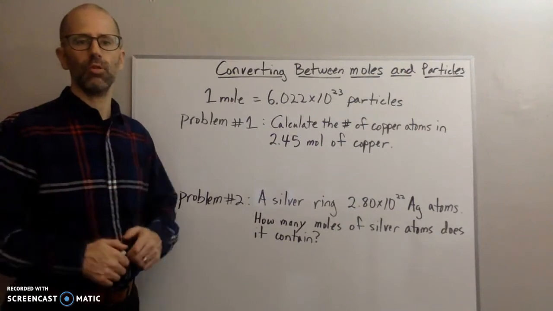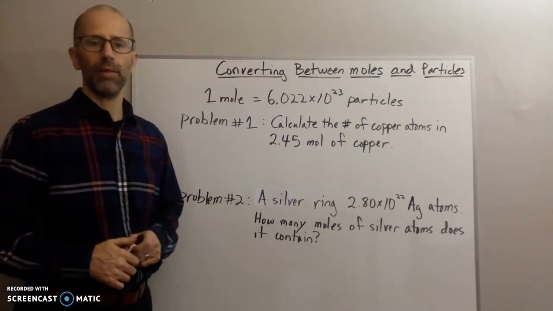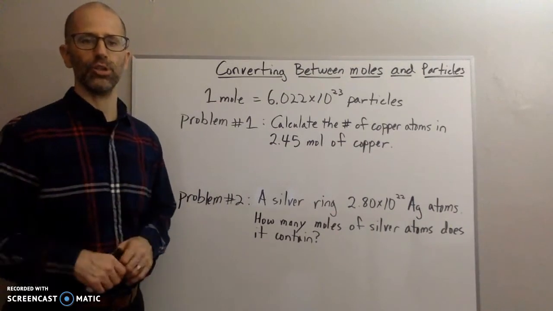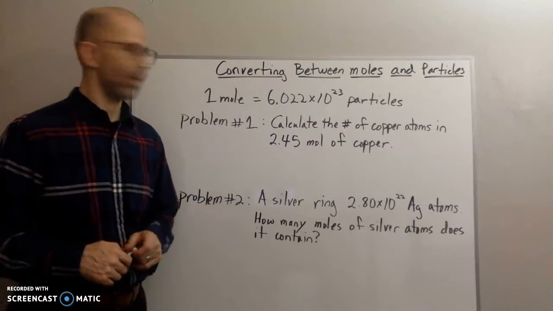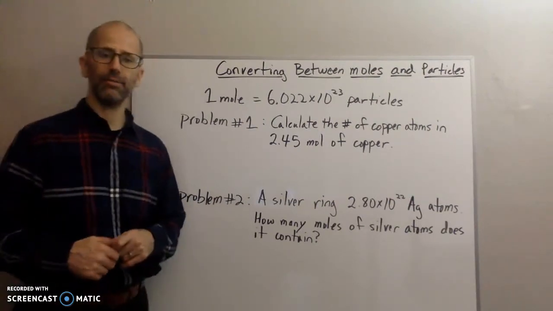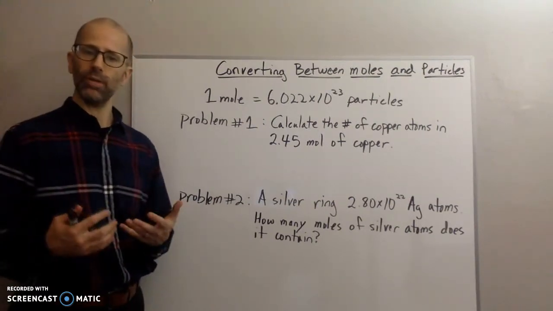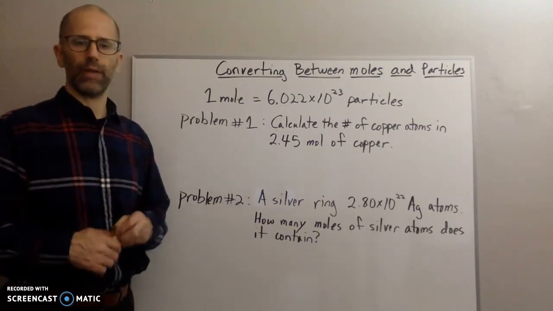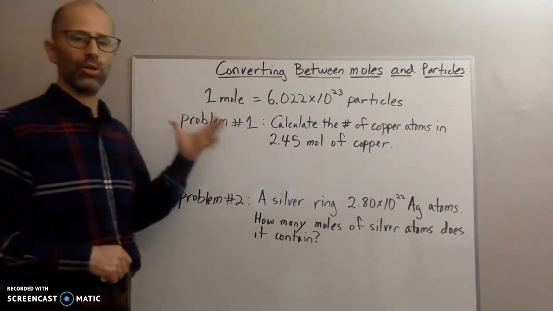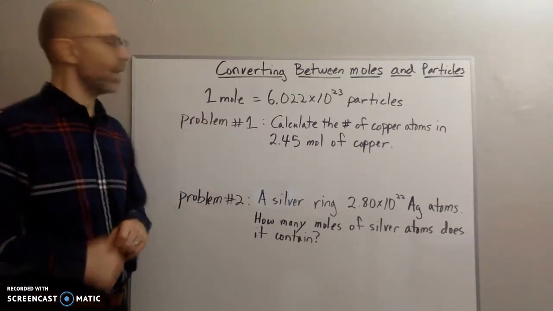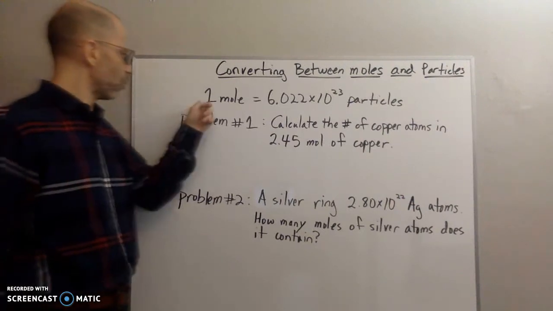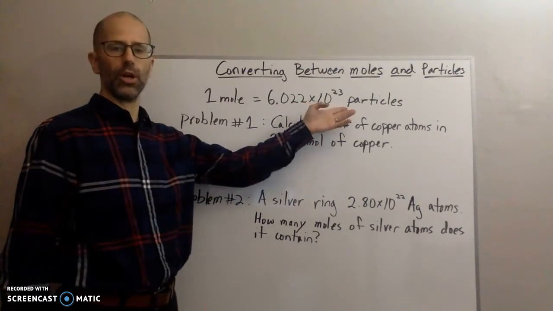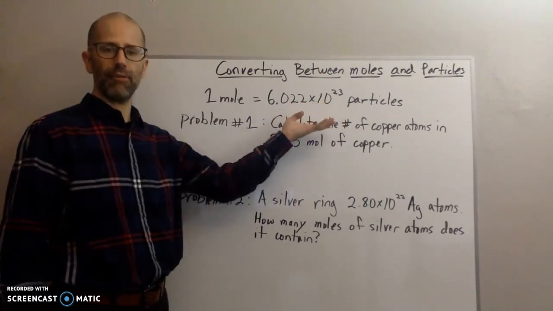My name is Mr. Cobalt and today I am going to show you how to convert between moles and particles using Avogadro's number. So in the last video I talked about the mole as the chemist's dozen and where that idea of the mole came from. Today we're going to use that as a conversion factor. In the last video we learned that 1 mole is equal to 6.022 times 10 to the 23rd particles, and this is Avogadro's number.